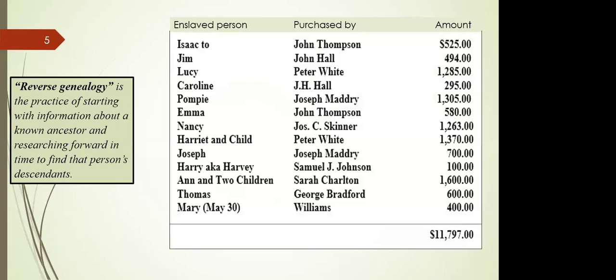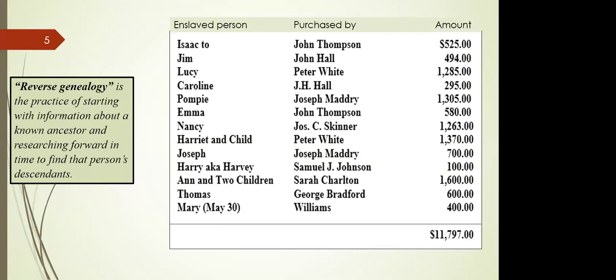When I was brought into this project, this is the information I was given. I had the names of 13 of the enslaved persons. I had the names, at least as transcribed by Paschal, of the purchasers from the auction, and then I had the amount that they were purchased for.